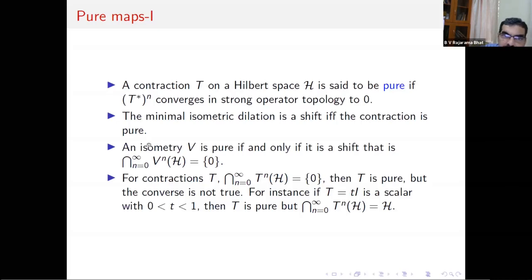See, this equivalence is not true for contractions. For contractions, if the intersection of the ranges is 0, then T is pure, but the converse is not true. You can just take the example of scalar multiplication by T between 0 and 1; then you can see the intersection is 0, but it is still pure. Okay, so the purity here, if you want to think of it in this way, that is true only for isometries, not for contractions.